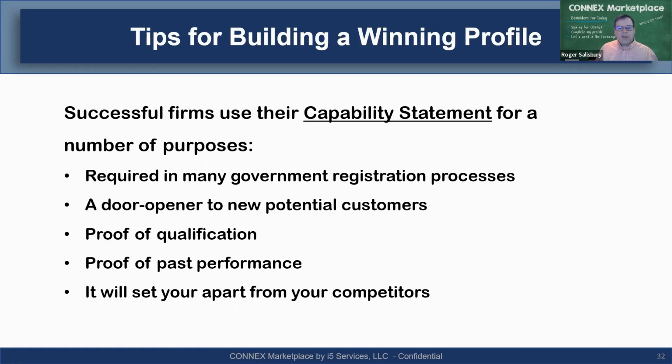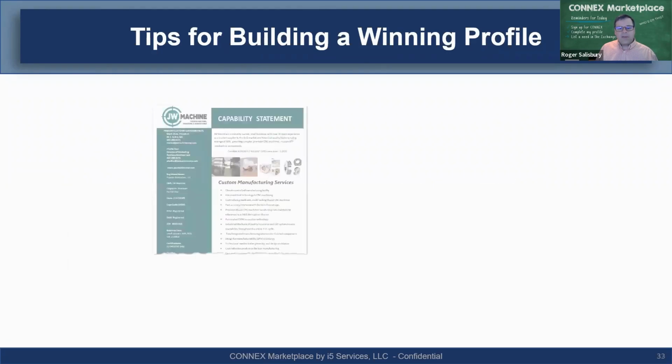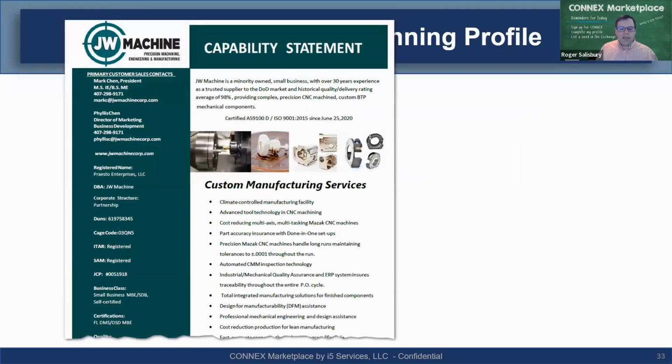Let's take a look at a good example of a capability statement. Here we've got a capability statement that has their name and tagline at the top. It includes a DBA in the left column. There's another about statement centered at the top. Remember, there's an about statement in the profile on CONNEX Marketplace in itself. But this is a good standalone document. It can be a good standalone document for whenever you need it.